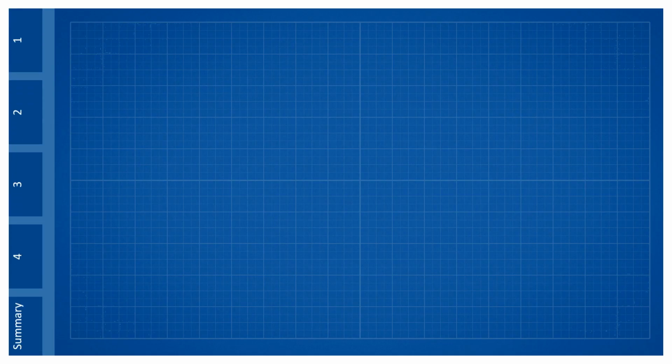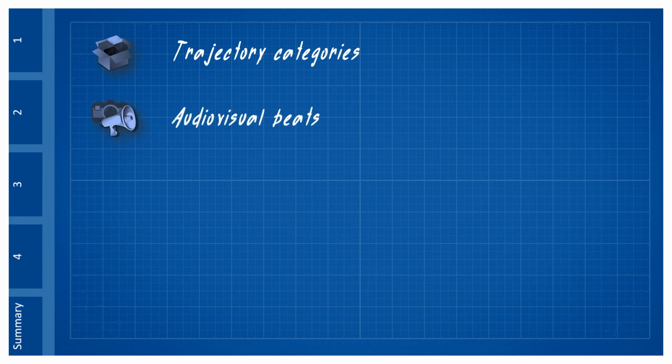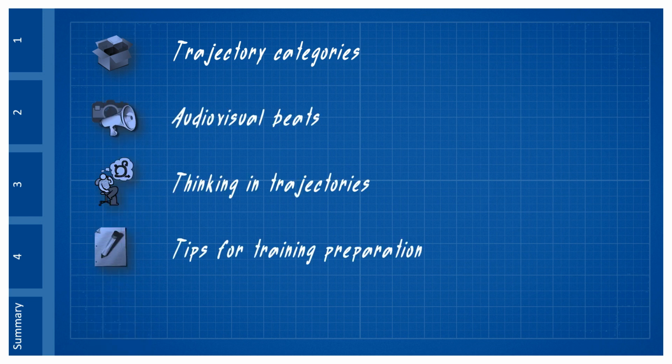First lesson will be divided into following sections. 1. Trajectory categories. 2. Beats of trajectories. 3. How to think about game. 4. Tips for practice. And lastly, summary and final thoughts.